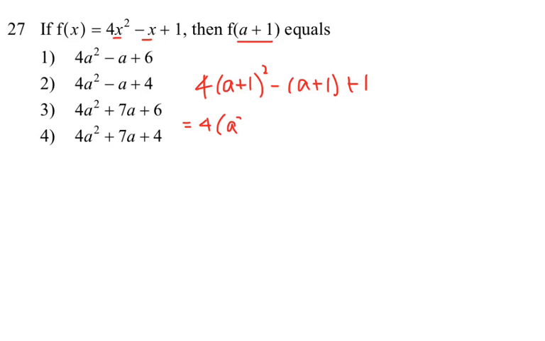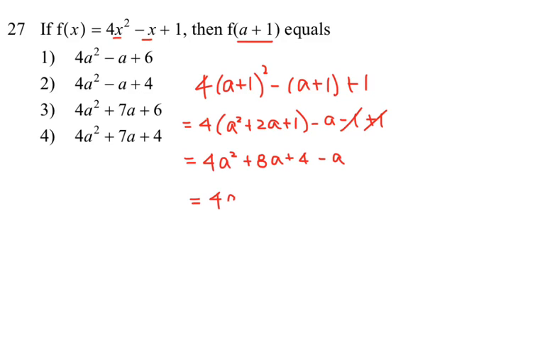Then when you expand (a plus 1) squared, we get this one, minus a minus 1 plus 1. Then those last two terms cancel out. So as I distribute 4 and then combine that with negative a, we'll end up getting something like this. It's 4a squared plus 7a plus 4, which is choice 4.